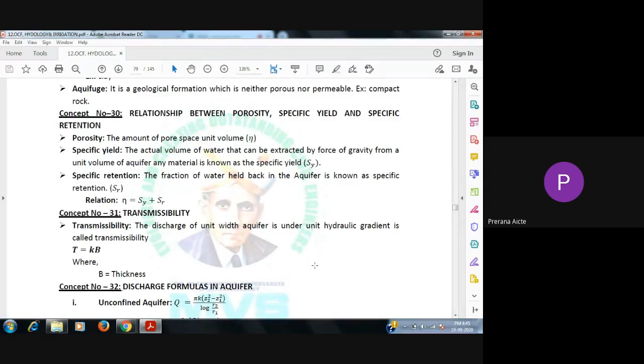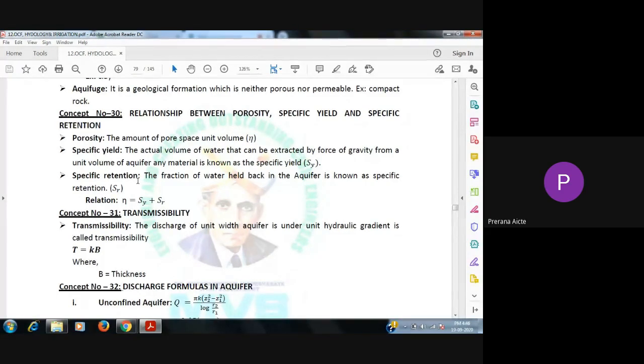Then specific retention: the fraction of water held back in the aquifer is known as specific retention. One volume is extracted by force of gravity, and another fraction of water is held back in the aquifer because of retention. That's why the term indicates retention. So it is known as specific retention, SR. The relation is porosity N equals SY plus SR.